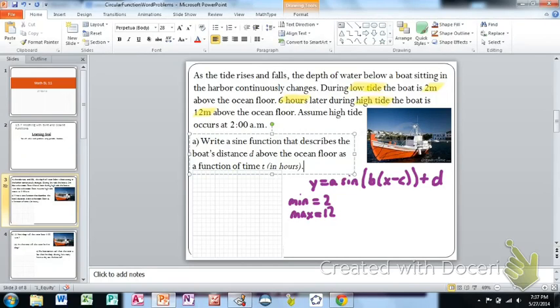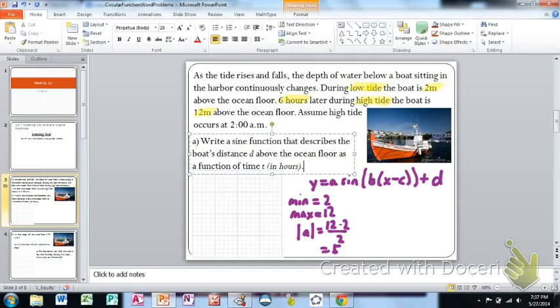That's going to be very important for us, because what we can do with that is find out what the amplitude of this function would be. We can say then that the absolute value of a would equal 12 minus 2 over 2, and that's going to equal 5. So now we know part of this equation, don't we?